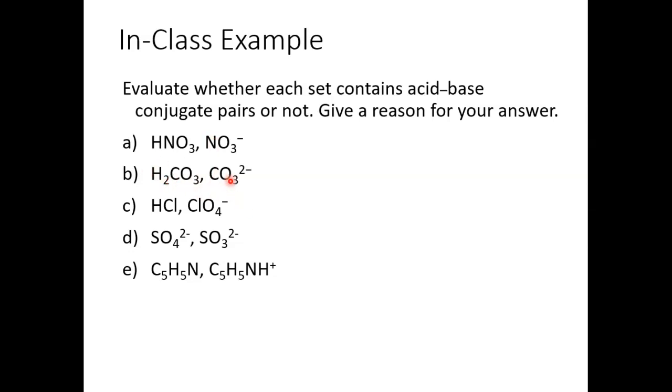Okay, so if that's carbonic acid, then what is this compound? Sorry, this is not a compound. This is a polyatomic ion. But what is its name? Carbonate ion. Okay, here's a pair, HCl and the ClO4 minus ion.